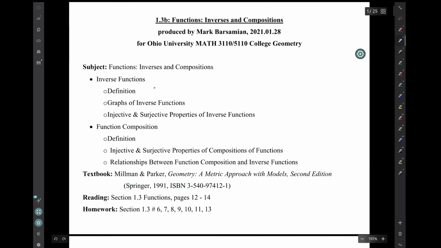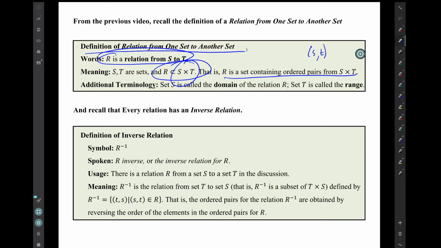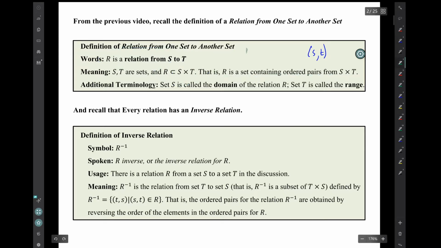Now recall from the previous video that we talked about relations from one set to another set. To say that a relation R is a relation from S to T means simply that R is a subset of the Cartesian product, S cross T. In other words, R is a set that contains ordered pairs of the form (s, t), where little s is in capital S and little t is in capital T. And remember that the set on the left, the set S, is called the domain of the relation, and the set T is called the range of that relation.